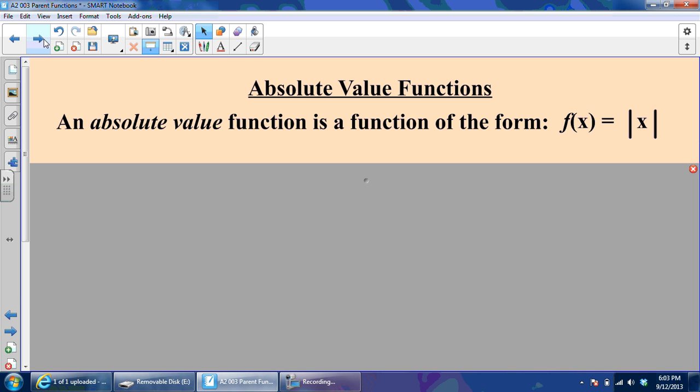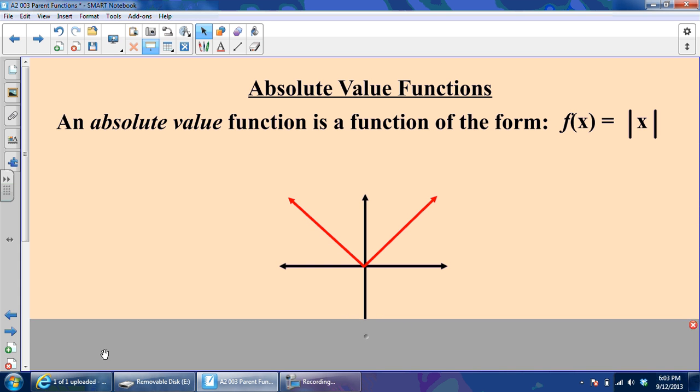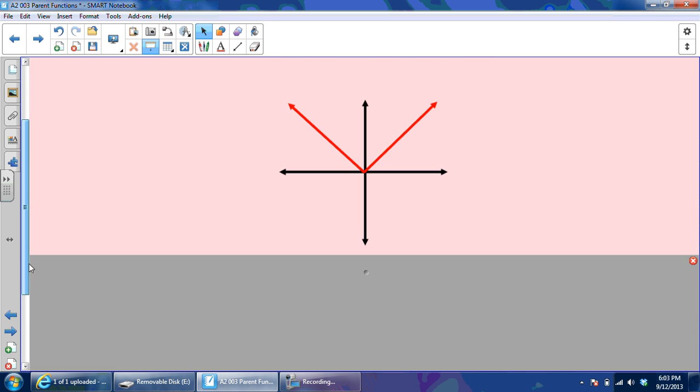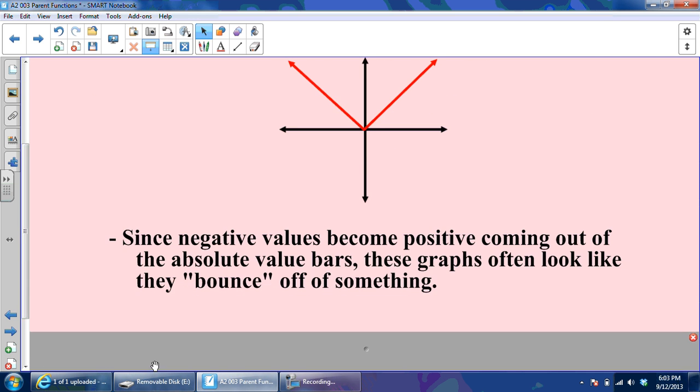Sorry, one more graph. I believe this is the last one. It's an absolute value graph. An absolute value function is a function, of course, that has absolute value bars wrapped around the independent variable. So y equals the absolute value of x, or f of x equals the absolute value of x. This one's an easy one to spot. Its graph is very distinctive. And basically what you've got is a graph that looks like it is deflecting or bouncing off of something.